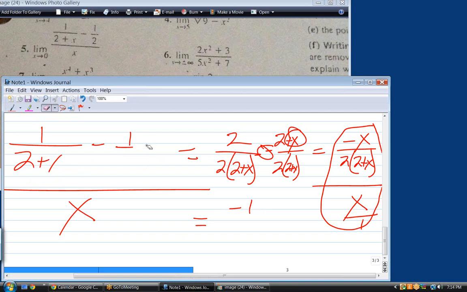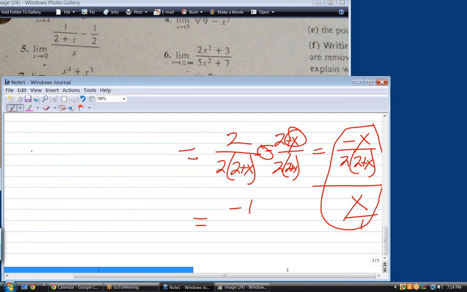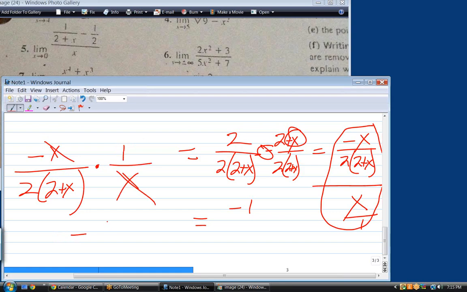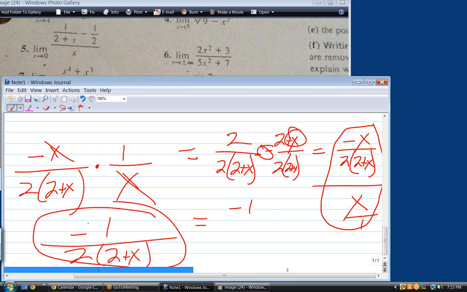In other words, here's what I'm doing. I've got minus x over 2 times 2 plus x. I'm going to flip this and multiply instead of divide. So it becomes that. You with me? The x's cancel, and I'm left with minus 1 in the numerator, and in the denominator, 2 times 2 plus x. Now we can take the limit of that. As x goes to 0, what is it? As x goes to 0, it would be -1/4. That's how you do it.